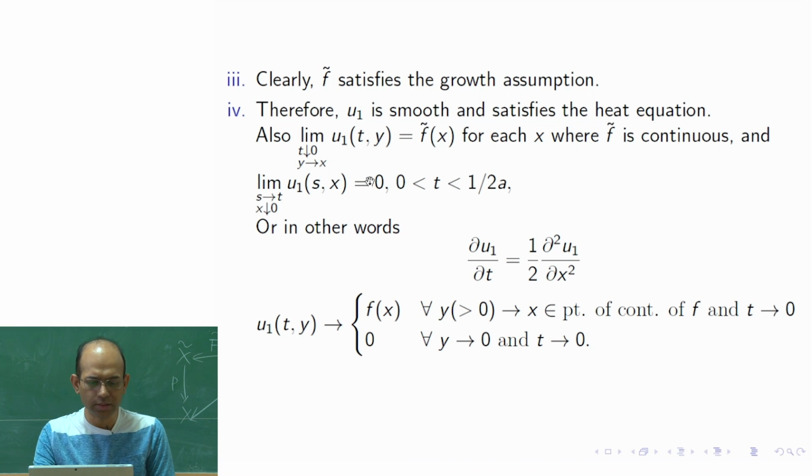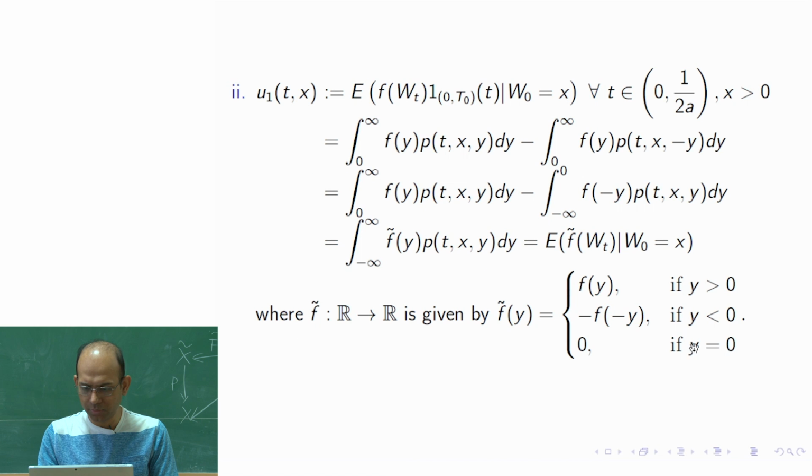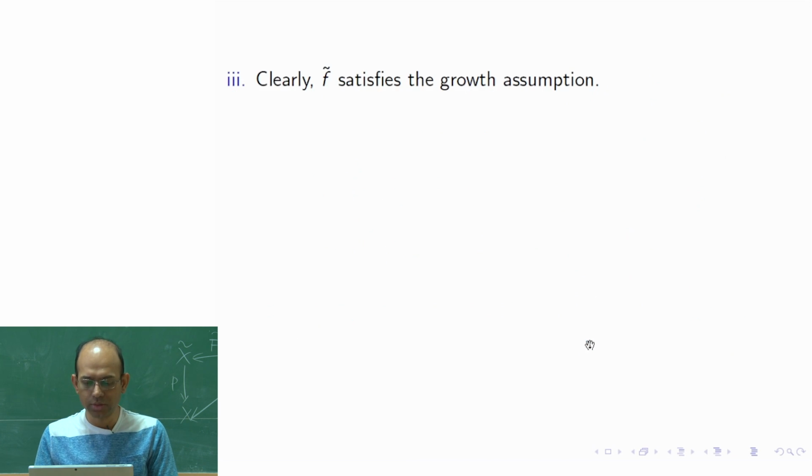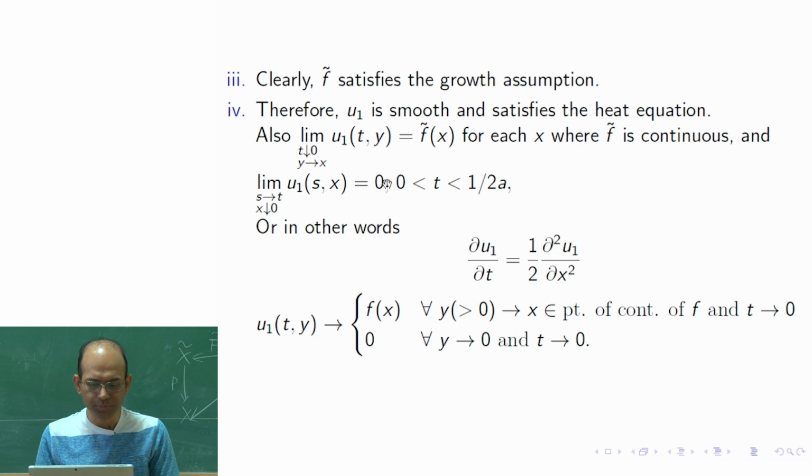So continuous, and then the limit of u1 as s tends to t, x tends to 0, because 0 is the point where f tilde mismatches. So there that is 0, because for y equal to 0 we had f tilde 0 is 0, so this is 0. From the theory we have seen, we can define this for t from 0 to 1 over 2a. So for that we have this solution.